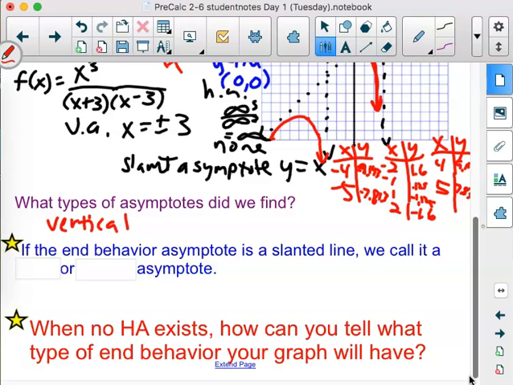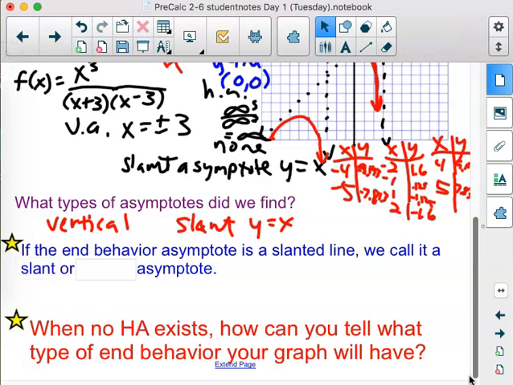We had a couple of verticals, x equals plus or minus 3. We did not have any horizontal asymptotes with this one, but we did have a slant asymptote, which was the line y equals x. So with the star here, it says if the end behavior asymptote is a slanted line, we call that a slant. And then there are some books that use the language oblique. Most of the time you'll hear it talked about as a slant asymptote, so that's the reason that I'm pretty exclusively using slant asymptote as we go through that.